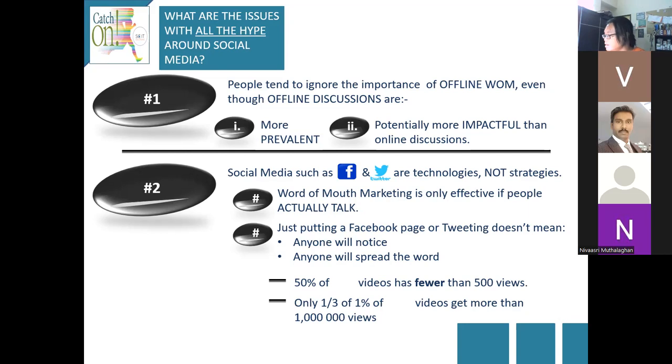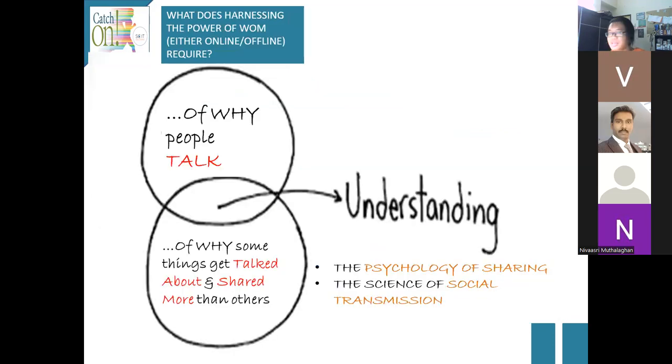So think about it. Regardless of whether it's offline or online, we do understand that there's power in viral marketing, there's power in offline word of mouth. So the question is, we understand that word of mouth is powerful, but what is required for us to harness this power, to take advantage of it, whether it's online or offline?